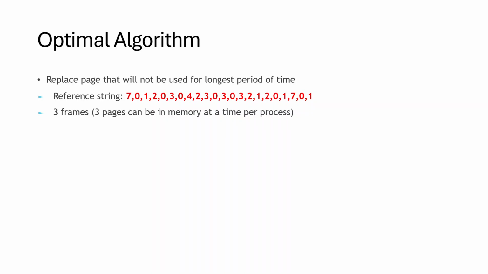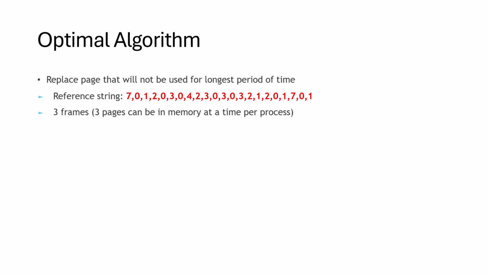Now we are going to see the optimal page replacement algorithm. This is one important type of page replacement algorithm. In the optimal page replacement algorithm, we need to replace the page that will not be used for the longest period of time. So for that we need to know all the future pages, all the upcoming pages.